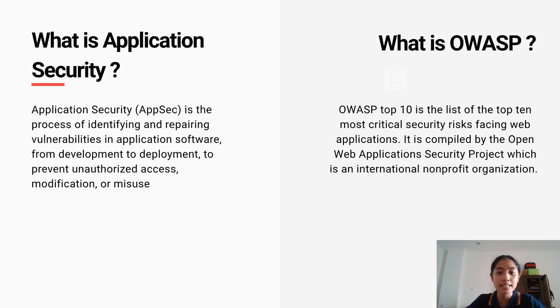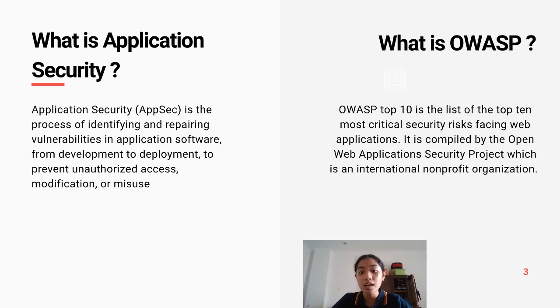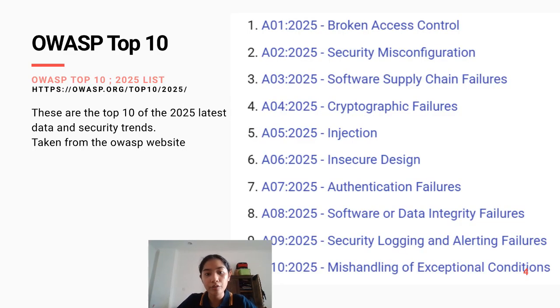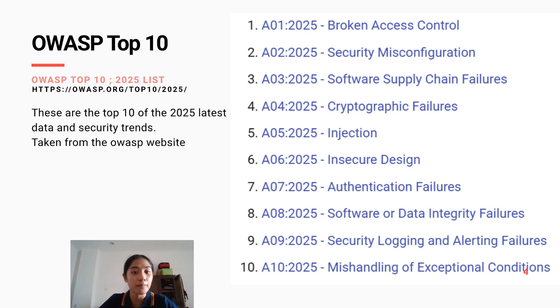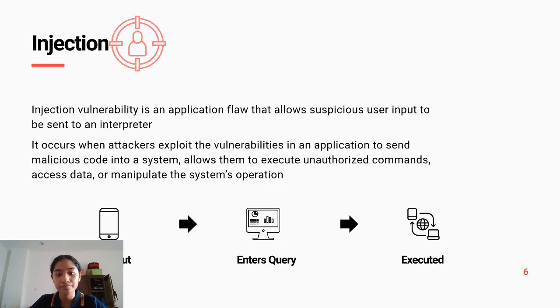OWASP Top 10 is the list of the top 10 most critical security risks facing web applications, compiled by the Open Web Application Security Project, which is an international nonprofit organization. Now, here is the OWASP Top 10, from broken access control to mishandling of exceptional conditions. Now, I will be explaining the fifth one, which is injection.